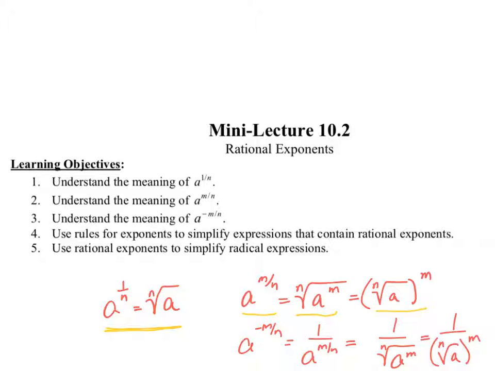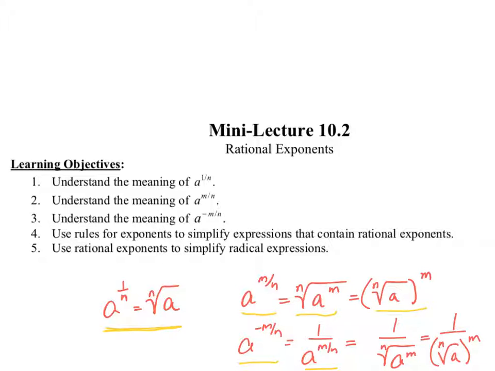The third objective is to understand the meaning of a to the negative m over n power. Remember, negative exponents you can make positive by moving them either from the numerator to the denominator or denominator to the numerator. A to the negative m over n is the same thing as 1 over a to the m over n, and by the previous objective that can be written as 1 over the nth root of a to the m, or 1 over the nth root of a all raised to the m exponent.